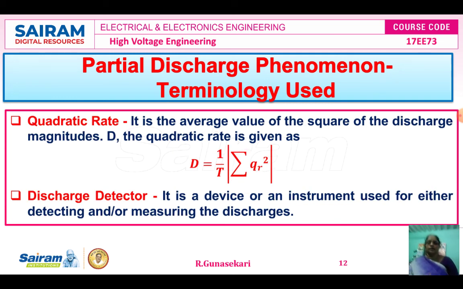Then quadratic rate. Quadratic rate is nothing but the average value of the square of the discharge magnitudes, which is denoted by the letter D. The D, that is the quadratic rate, is calculated by using the formula D equal to 1 by T, modulus of summation of Qr squared. Then discharge detector. Discharge detector is nothing but a device or an instrument which is used for either detecting or measuring the discharges.